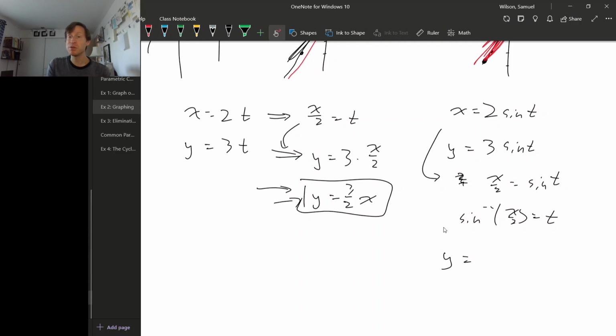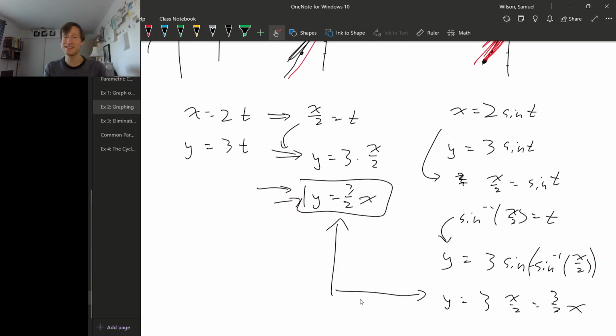And now we can plug that into the other equation. So y equals 3 times sine of inverse sine of x over 2, but sine of inverse sine of x over 2 is just x over 2, and we get y equals 3/2 x.